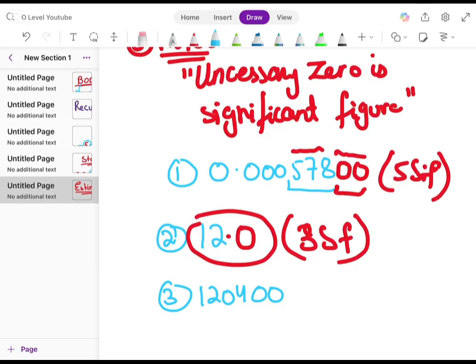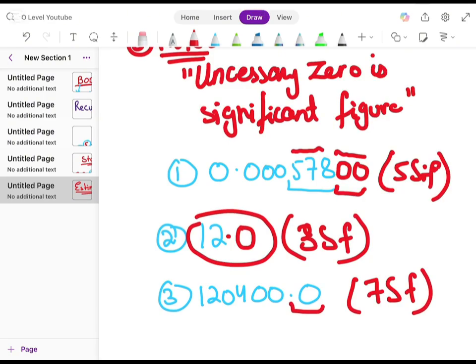120400 point 0. Now if I haven't written point 0, then you can say that it's four significant figures. But due to this unnecessary 0, because this 0 will not affect the value, it will remain the same. Because of this unnecessary 0, now all will be considered as significant figures. In total I have 7 significant figures.